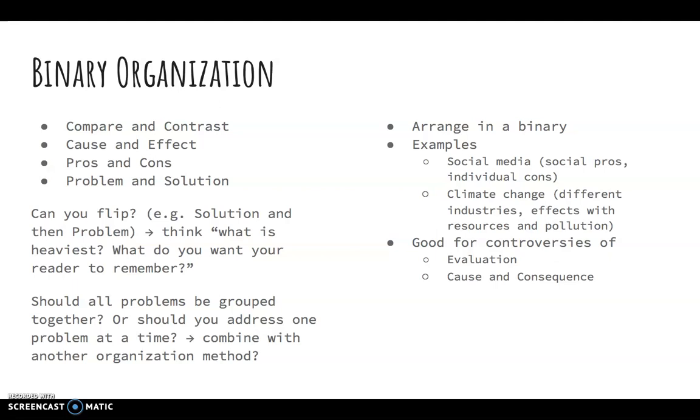Another approach you can do, rather than just flipping or addressing things one at a time, is you can integrate another type of organizational pattern. So you could do pros and cons with sequential patterns, or you could do problem and solution with spatial. That way you can have subheadings, which might just be a better way to organize things. Binary organization is good for controversies of evaluation and of cause and consequence, because both really focus on the two sides and establishing a clear relationship between the two.